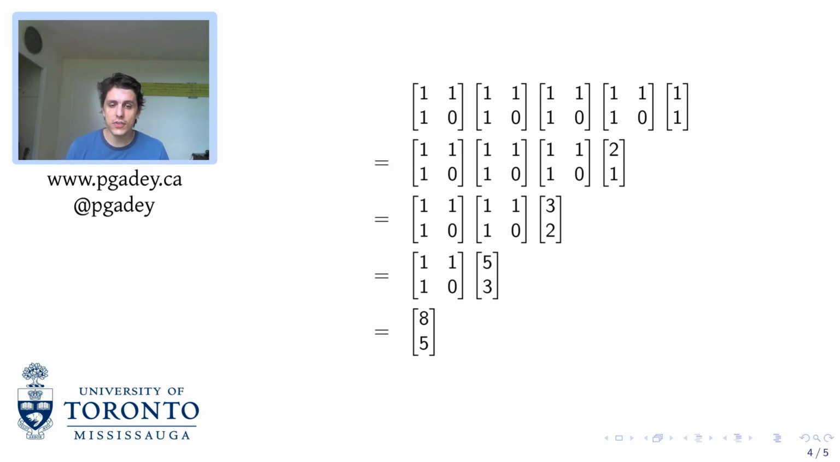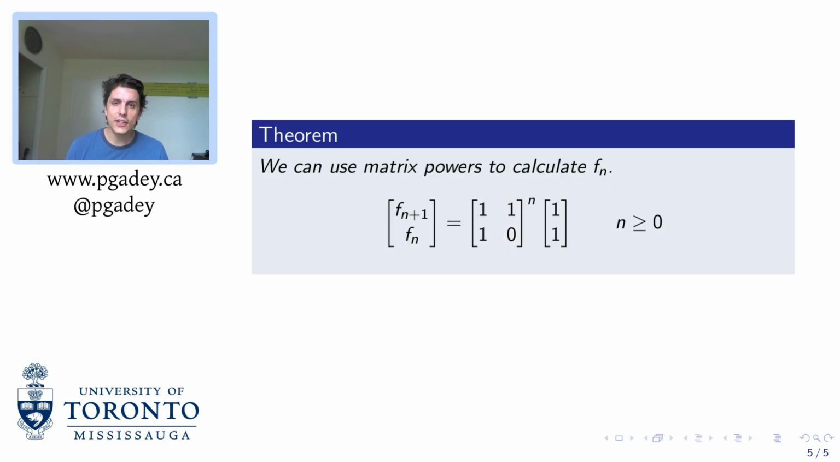So let's make this into a theorem. We can use matrix powers to calculate the Fibonacci numbers fn. The formula to do so is given in this theorem. I think this is a really interesting application of linear algebra because it shows us that we can use linear algebra to model recursive processes and calculate these seemingly ubiquitous numbers, the Fibonacci numbers.